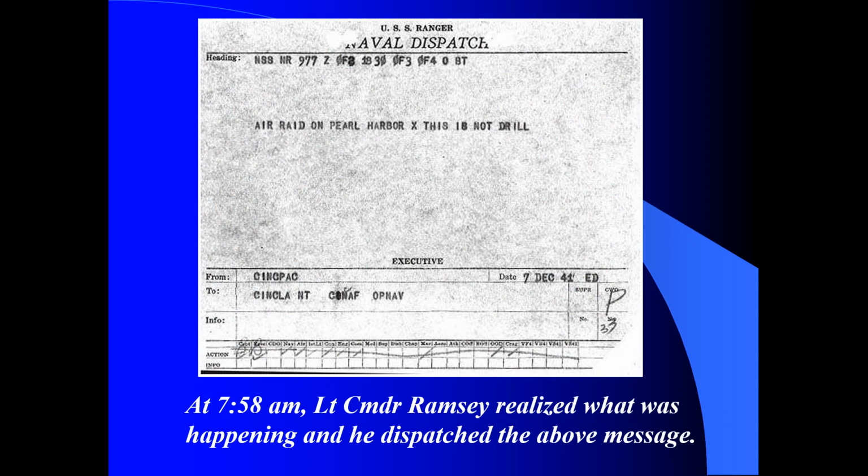Here we can see the naval dispatch by Lieutenant Commander Ramsey 5 minutes after the first attack. The radar crew that first sighted a group of planes believed them to be B-17s due in from California. The radar technician was not sure what he was seeing and reported it to the officer of the watch, who failed to take any action.